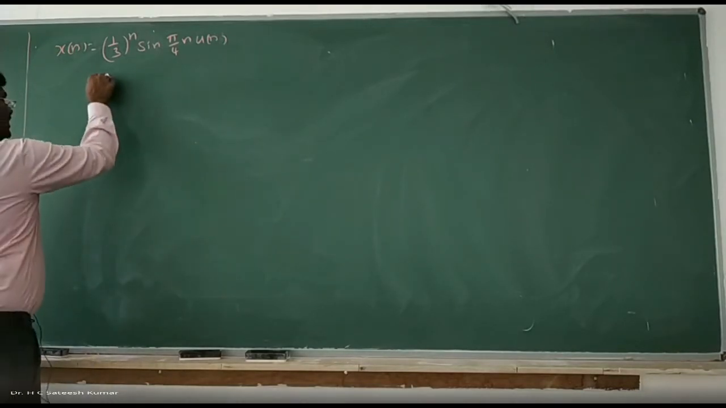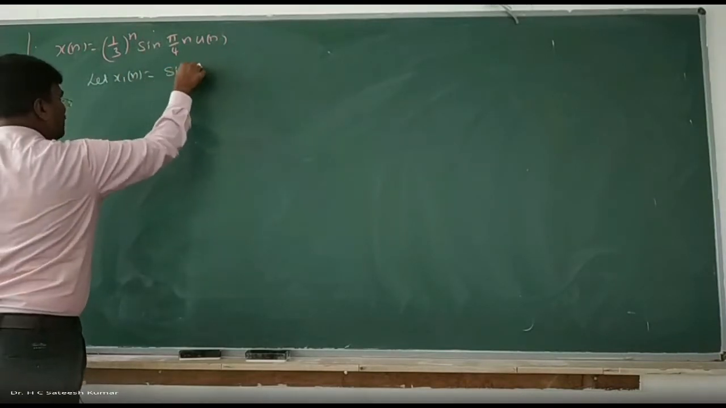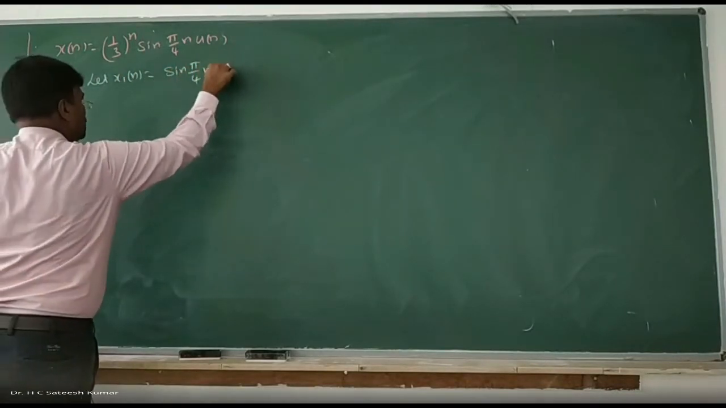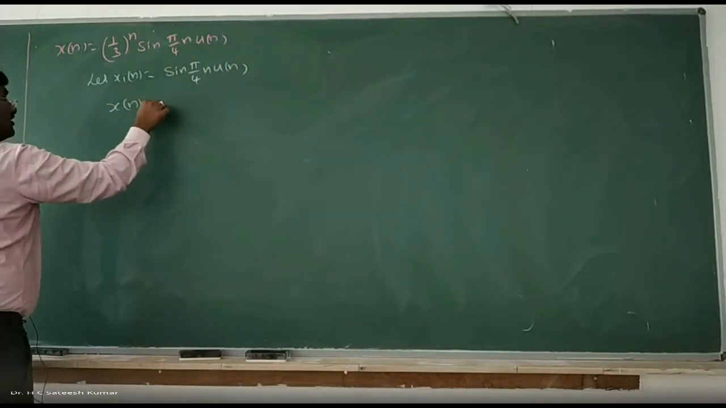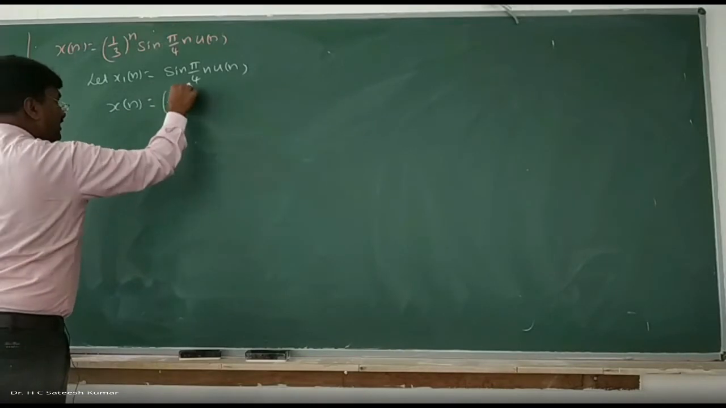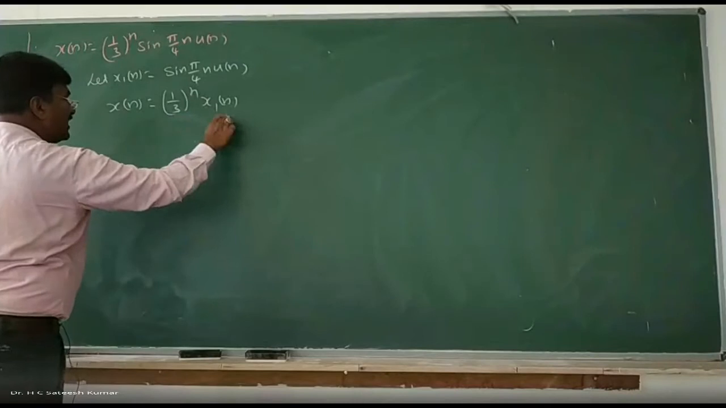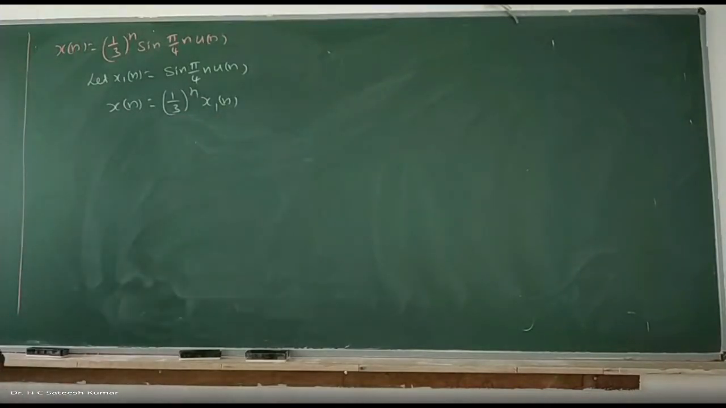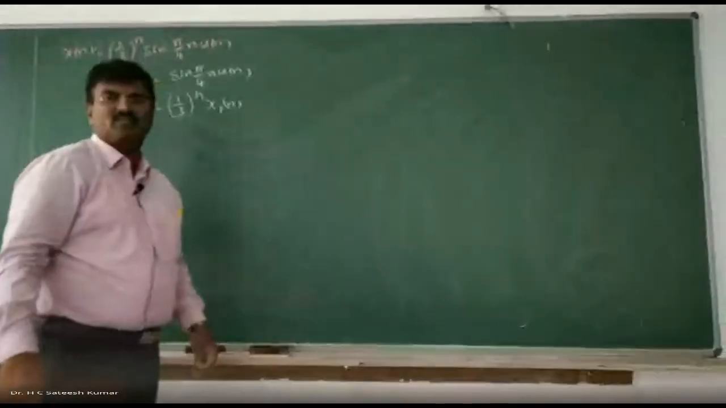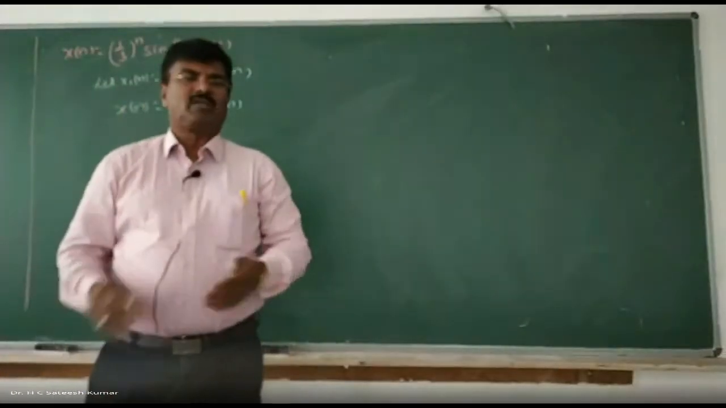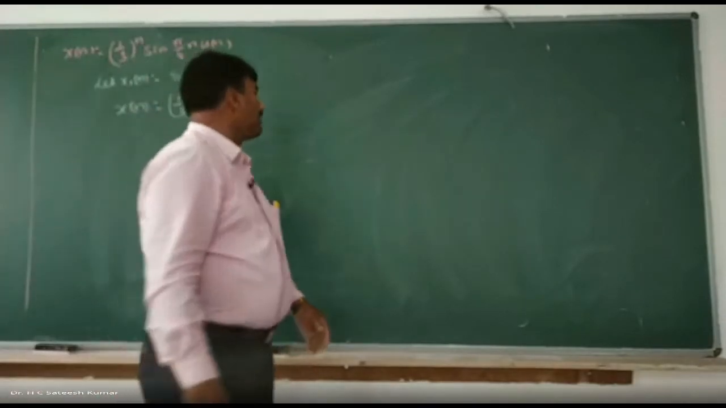So let x1 of n be equal to sin(pi/4 n) u(n), and x of n is equal to (1/3)^n into x1 of n. Using the scaling property, we can do this. Because the scaling property says that a^n x(n) has the z transformation X(z/a) with ROC |a| R1.